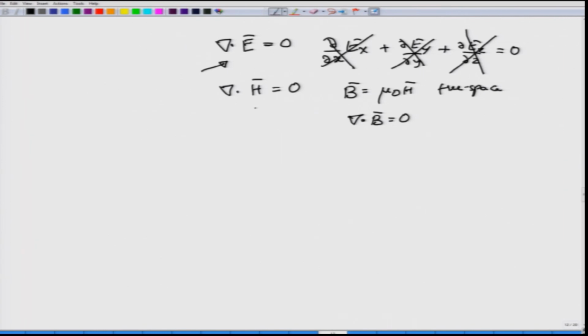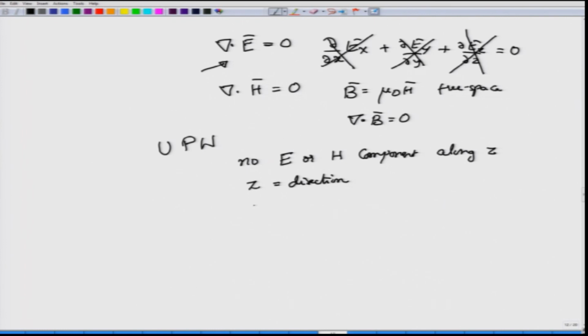So, to summarize, we have considered uniform plane waves which are characterized by having no E or H component along the z direction, which is the direction of propagation. Z is the direction of propagation. The wave propagates with a wave number k 0, wavelength lambda, phase velocity V p given by omega by k 0, which are all properties of the medium itself.